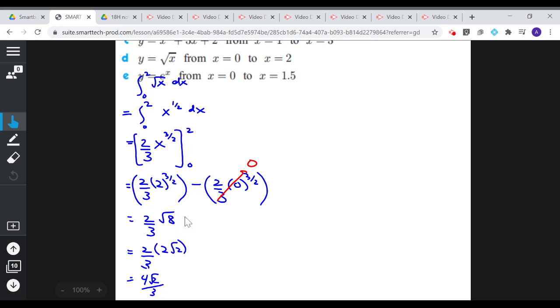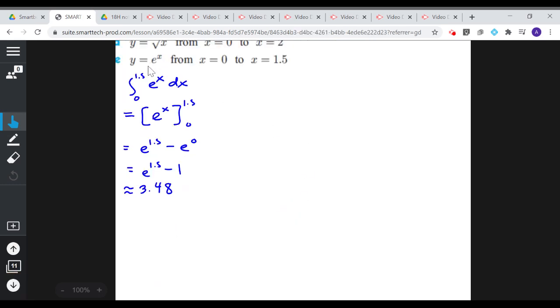Now this could be rewritten. Remember that radical 8 can be rewritten as 2 root 2, because that's the root of 4 times 2, and the root of 4 is 2. So we end up with 2/3 times 2 root 2, and simplifying we get 4 root 2 over 3.